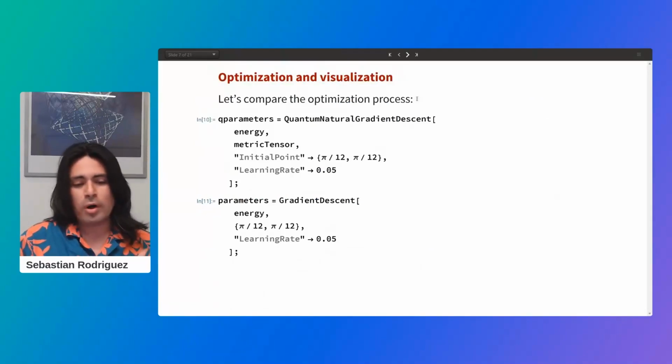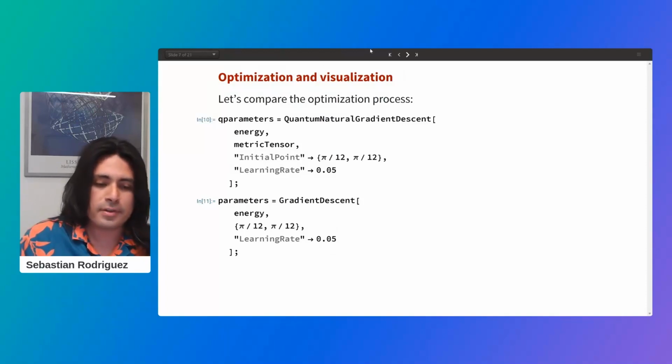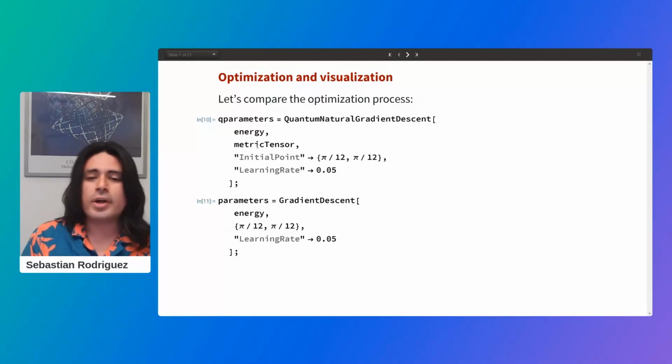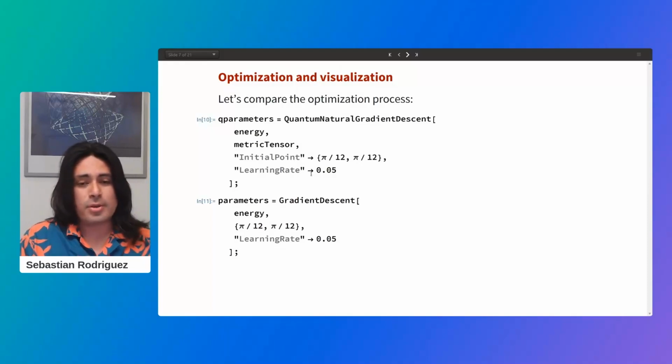First, we have the quantum natural gradient descent and the gradient descent functions. In this case, for the quantum natural gradient descent function, the first input will be our cost function, or the energy function. Now, the second input will be the metric tensor that we will be using. And at the end, we can specify some other options, like the initial point we want to start at and the learning rate, eta, that we mentioned before.